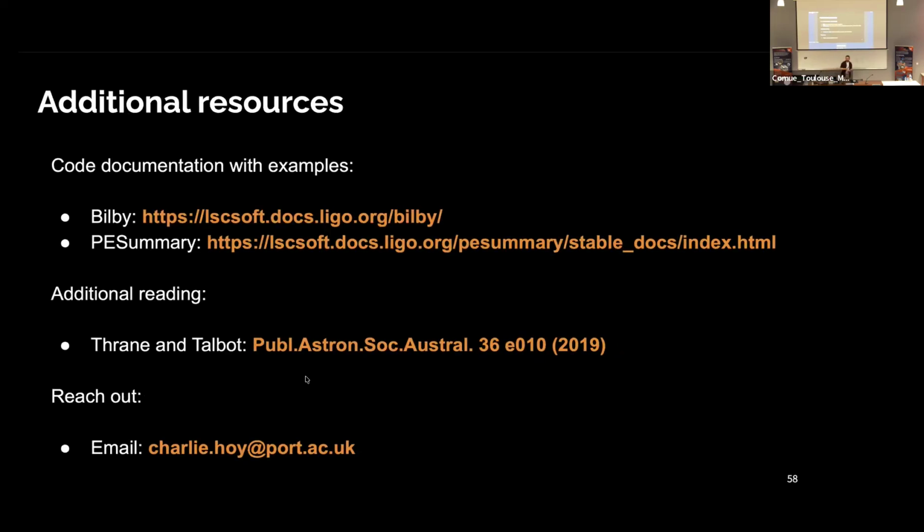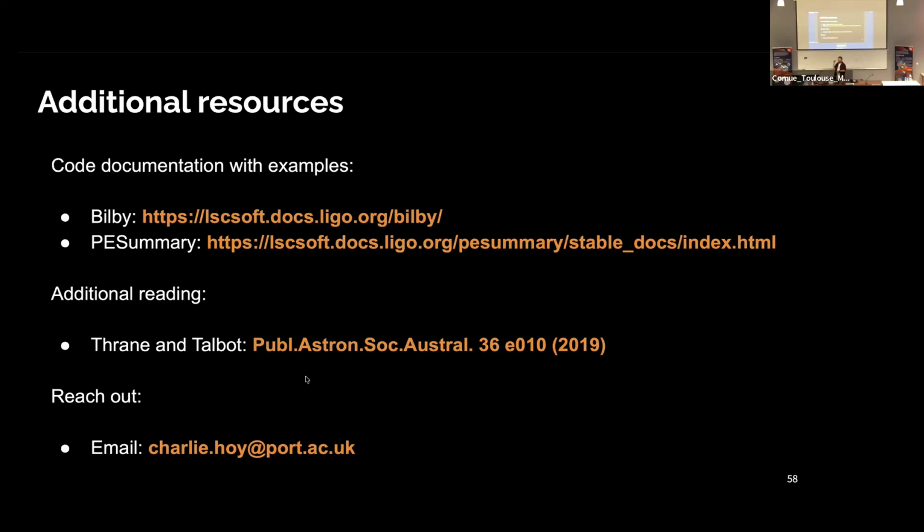So now we come on to the additional resources. If you're interested in using Bilby, there is some public documentation online. So you can go to lsesoft.docs.ligo.org/bilby. On here is comprehensive documentation about how to use the code, how it interfaces with the different samplers, and how you can make plots and how you can make those corner plots, histograms, everything like that. And there's also documentation for psummary as well, again, just to read in those sample files and make plots.